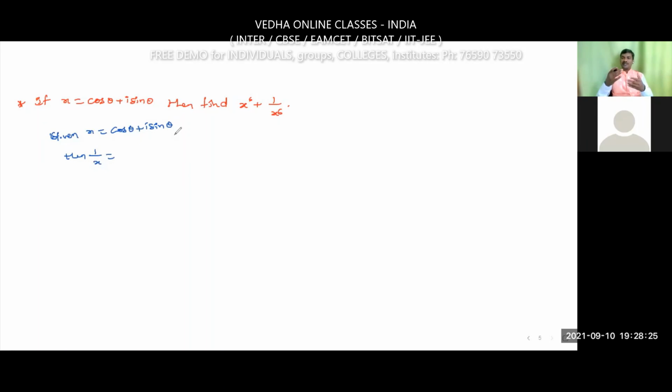Then 1 by x is 1 by cos theta plus I sin theta. The denominator has a complex number, so we rationalize, that is, we multiply and divide by cos theta minus I sin theta. Finally, by simplifying, we get cos theta minus I sin theta. Directly, you can write: if the sign of the sine term in x is positive, in 1 by x it becomes negative, and vice versa. We have to change the sign in the middle, and only when we have cos and I sin can we write like this.